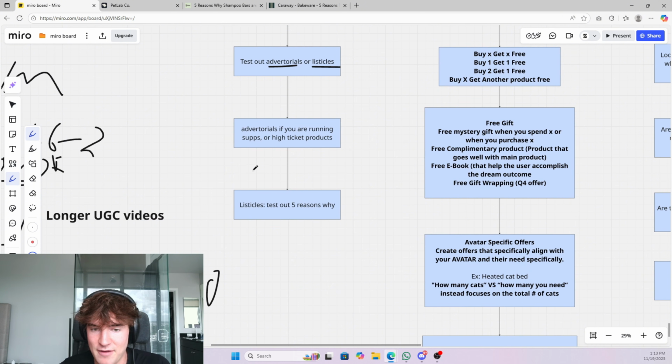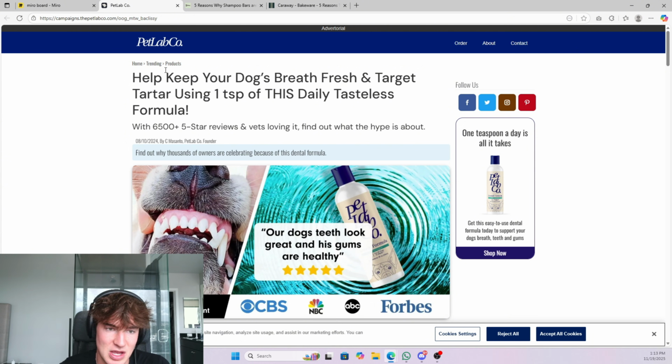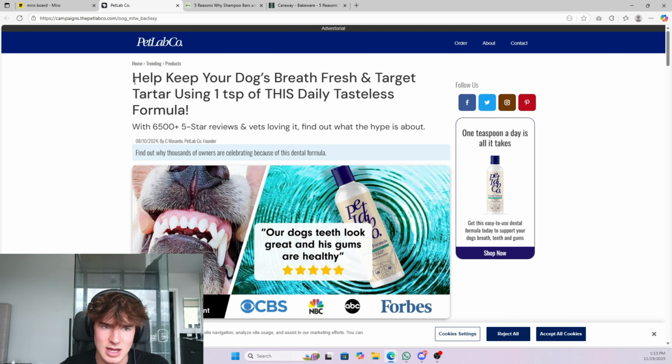When I recommend advertorials is if you're running products like subs or higher ticket products, because with the advertorial you're going to be doing more explaining on the product. I'll give an example up here. Pet Lab Co. I think they run a very good advertorial. Obviously this is a massive brand. I think this is like a 9-figure brand now. They're super big, but this is an example of their advertorial and how they are setting it up.